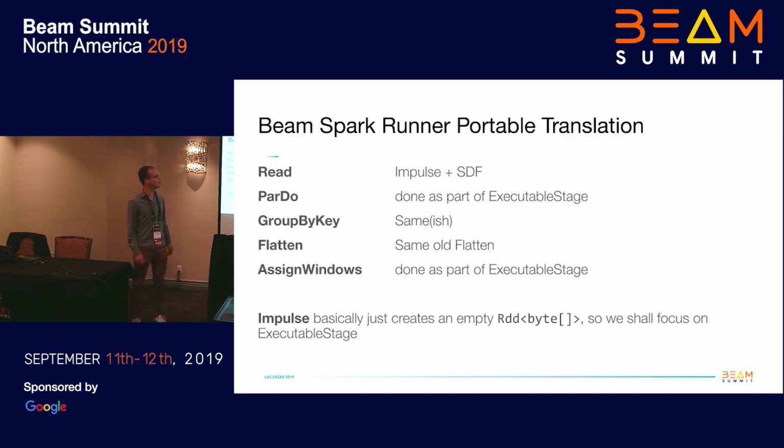So these are our same primitive transforms as we saw before, and we can see that a lot of them actually haven't really changed from the old Spark runner. Namely, group by key and flatten are pretty much the same as they were before. They're pretty much doing the same stuff. So then read, splittable DoFn is something that I'm not going to get into here because that's a whole other can of worms. So I'll mostly focus on the executable stage, which is what's going to end up running your user-defined functions.